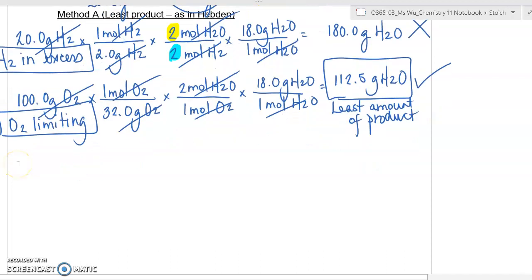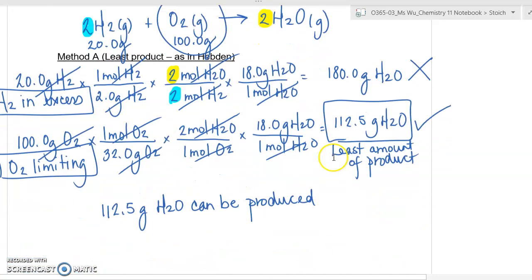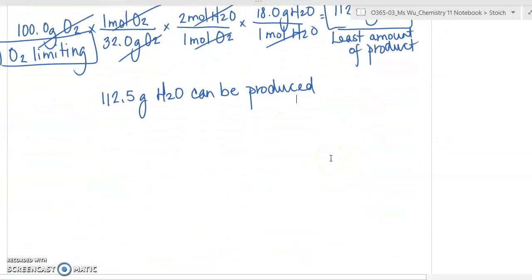Now, what's this other method? Well, maybe I should, let's just answer this. So 112.5 grams of water can be produced. Didn't answer my questions, did I? What was my other question? Which reactant present is in excess and by how many grams? Oh, shoot, there's a second half to our calculation.